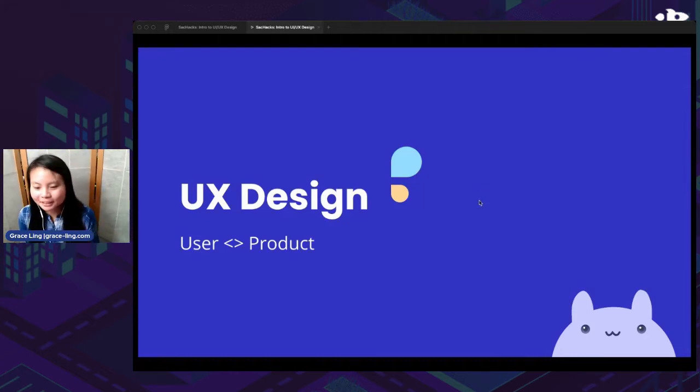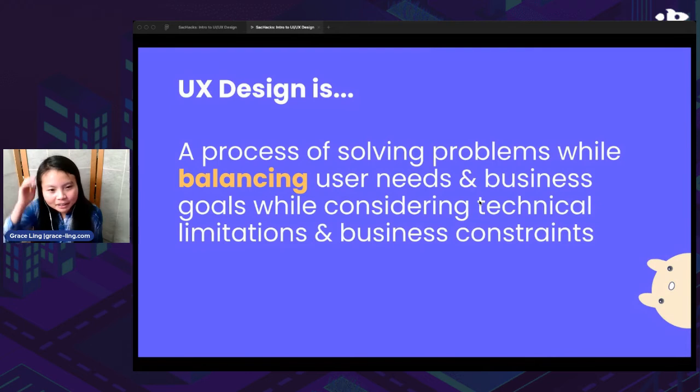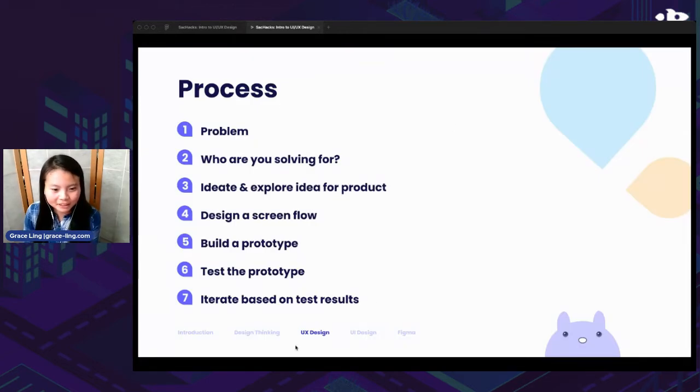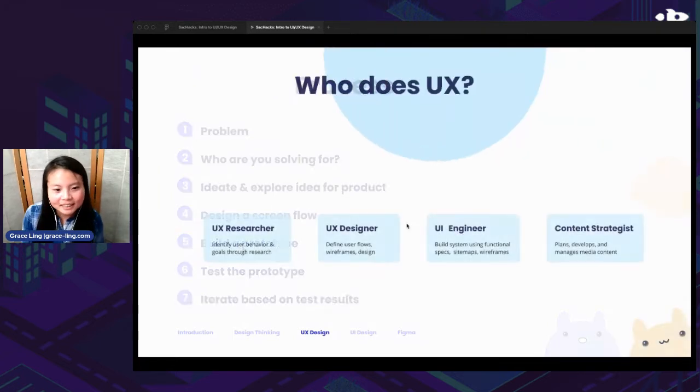And so now we'll dive into UX design. UX, user experience design, is basically what I do on a daily basis: thinking of products so I can balance user needs and business goals while taking into account the technical limitations and business constraints. Your goal is to make a product useful, which is probably MVP hackathon level, and then usable so more people can use it, and then beautiful at the end. This is really similar to the design thinking process I've done. Basically, a lot of my day is spent making wireframes and high fidelity mockups and prototyping things.